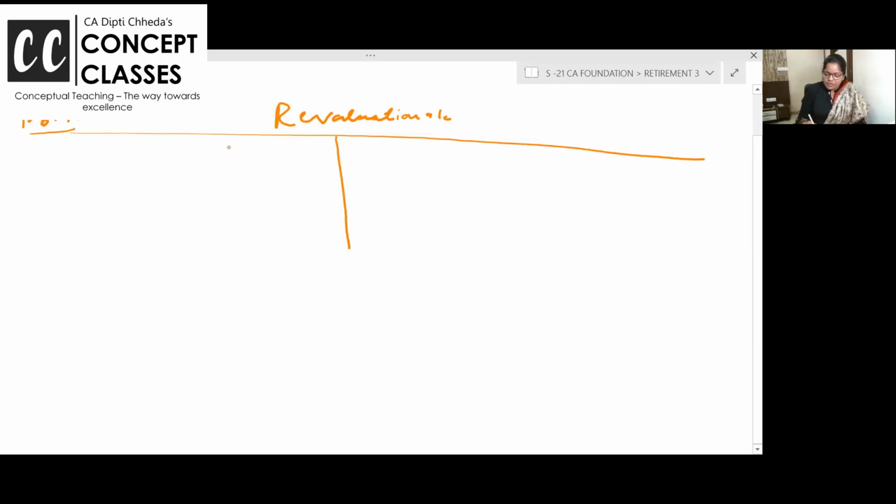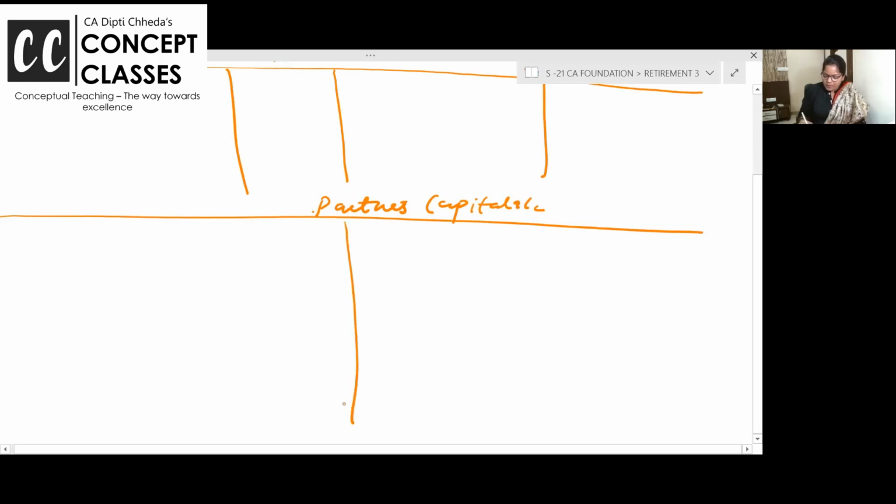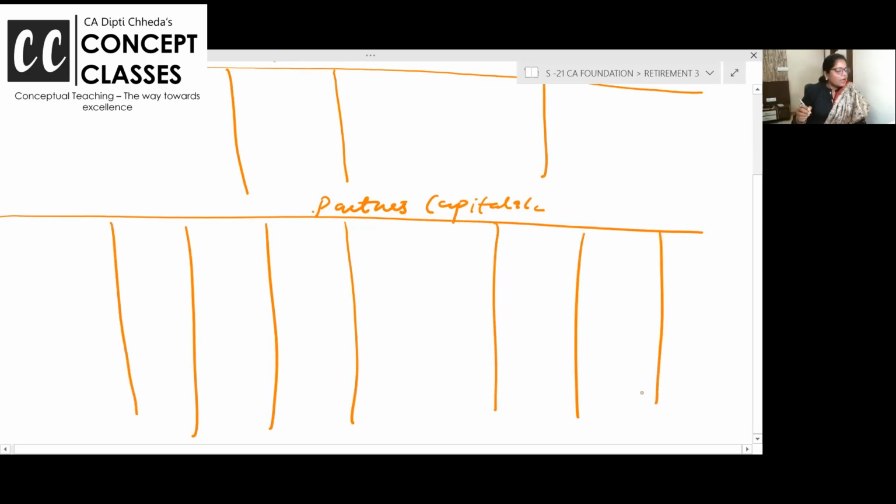First, I am preparing revaluation account or P&L adjustment account. Anyone can prepare. Revaluation account. Small, only 2 adjustments are there. Then P&L adjustment account they have not asked, so even we will skip. I'll just show you, it will be very clear. Directly in partners capital account. Partners capital account.